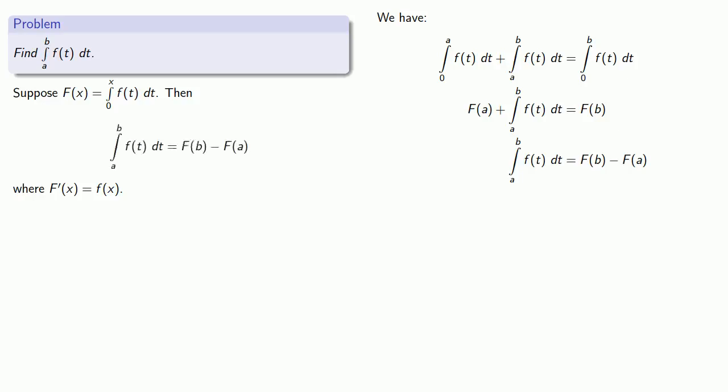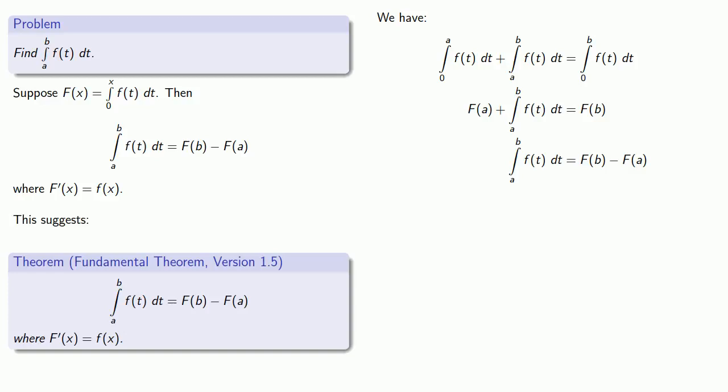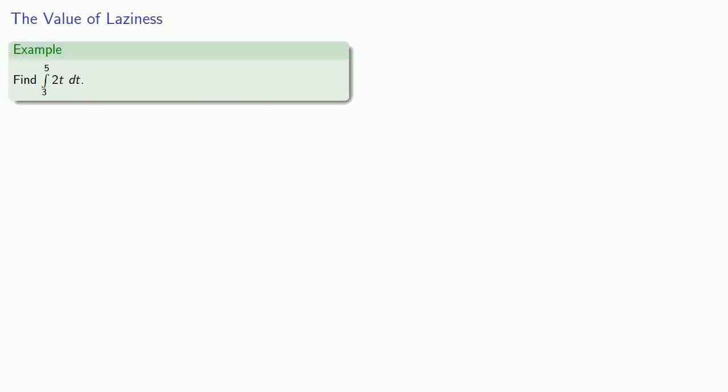And this gives us a new version of the fundamental theorem of calculus. To find the definite integral from a to b, find an antiderivative of f of t and evaluate it at the endpoints and find the difference. Of course, this leaves the problem of finding the correct antiderivative. So let's consider another problem.